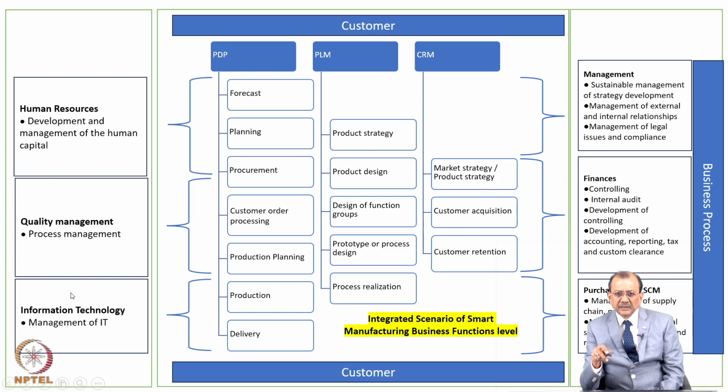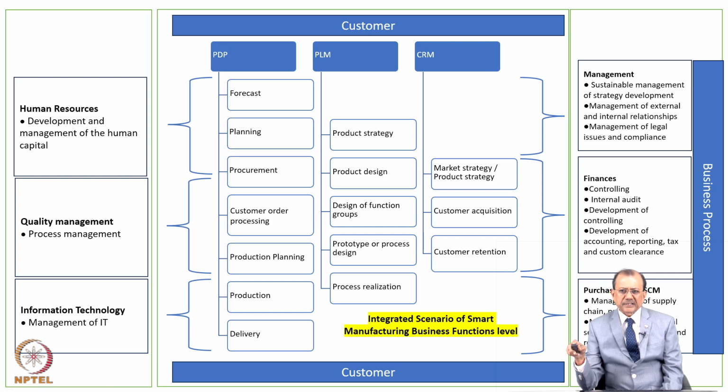Now the next picture is a slightly different elaboration of what I have explained in the previous picture. Here you will find some management principles which are equally important along with the operation processes. You will find here sustainable management, management of external and internal relationships; all these things should also be part of your smart manufacturing setup. That is where smart manufacturing differs from conventional manufacturing.